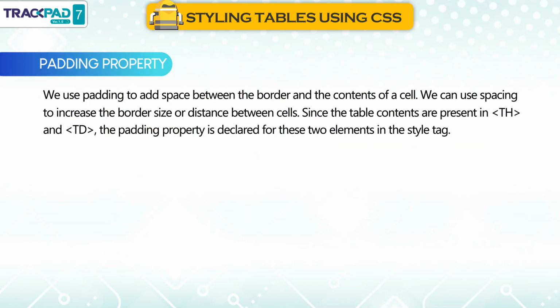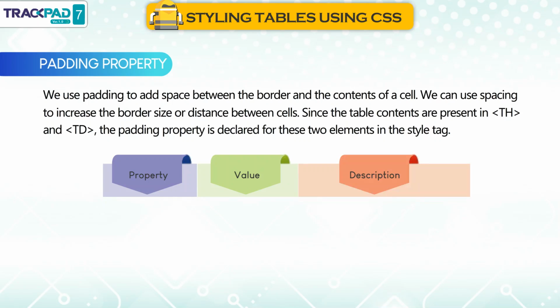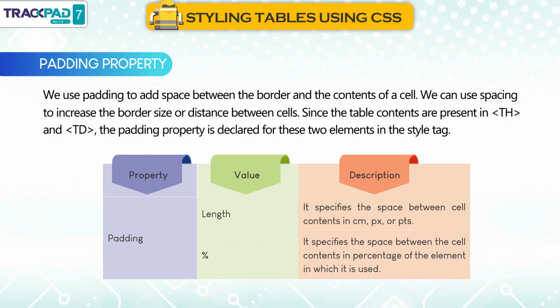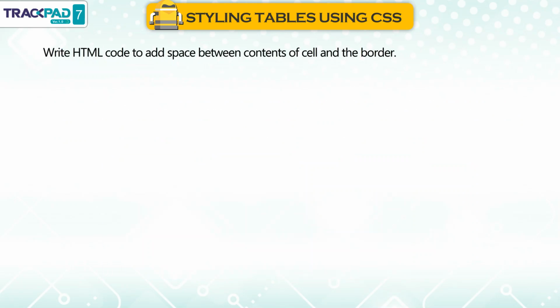Padding property. We use padding to add space between the border and the contents of a cell. We can use spacing to increase the border size or distance between the cells. Since the table contents are present in th and td, the padding property is declared for these two elements in the style tag. Property with value and description. Padding length: it specifies the space between cell contents in centimeter, px or pts. Percentage: it specifies the space between the cell contents in percentage of the element in which it is used. Write HTML code to add space between contents of cell and the border.